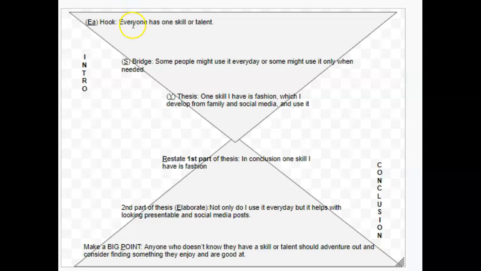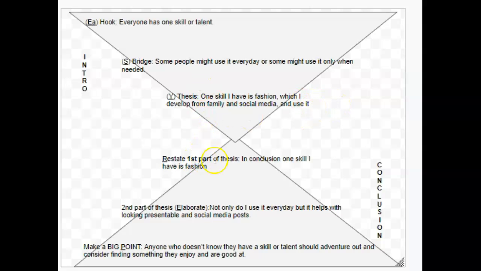The hook says everyone has one talent or skill. Some people might use it every day, or some might use it only when needed. One skill I have is fashion, which I developed from family and social media, and I use it, and there should be something right there.